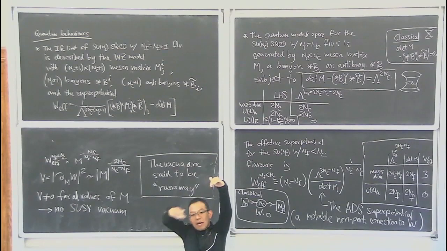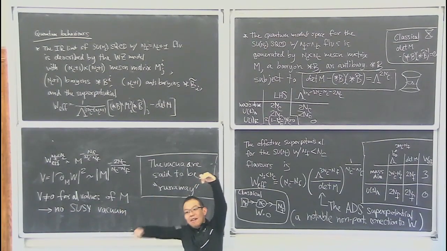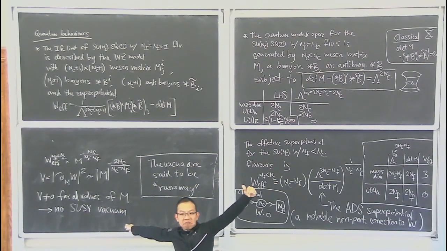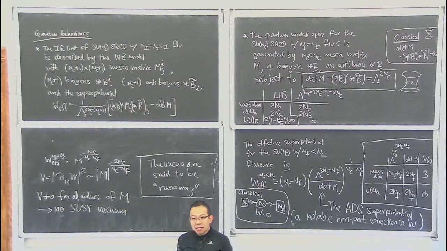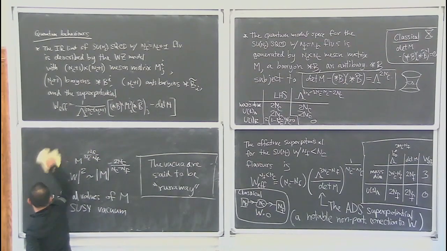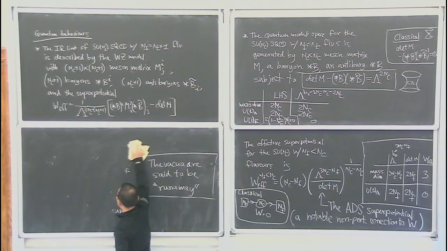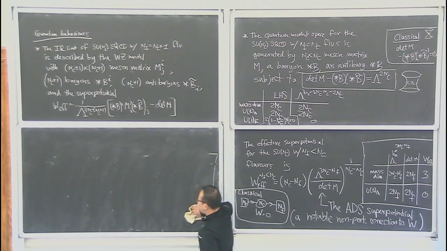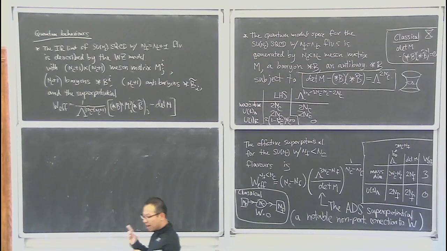So the vacuum just runs away. At infinity, you might have a 0, but for finite value of M, you never have it, okay? Now, suppose that you decouple all flavors. Oh, I'm going over my time limit now. So let me wrap up.